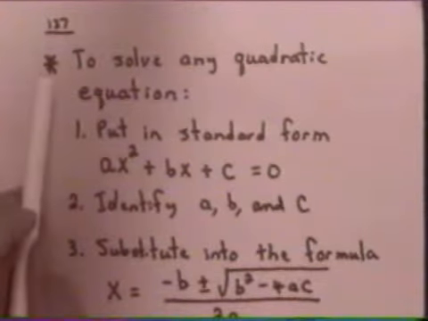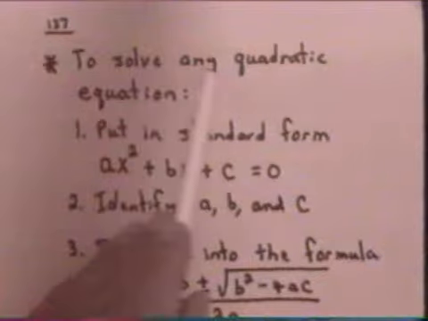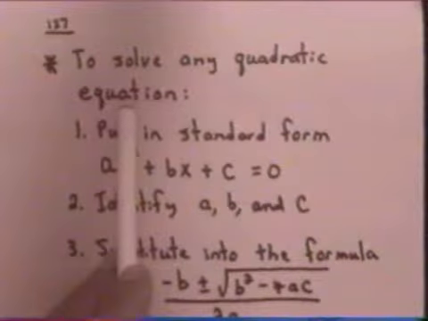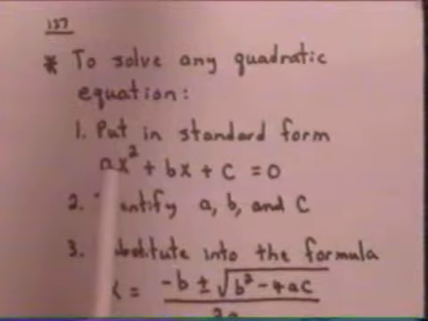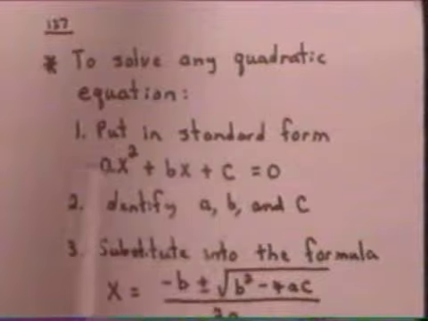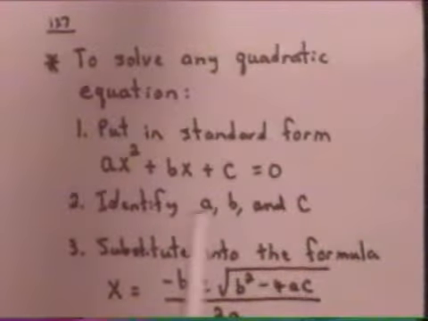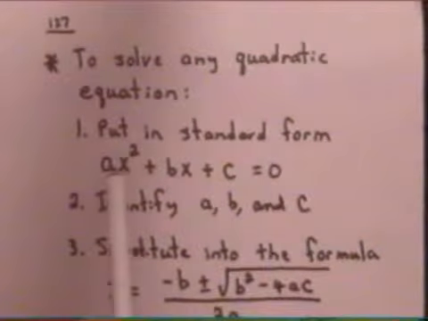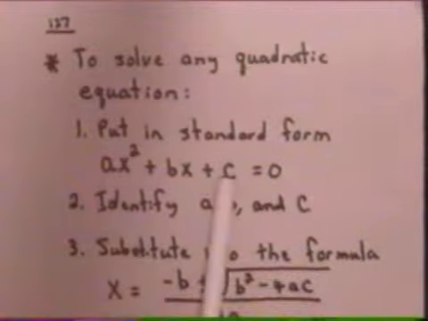Now I'm going to give you another starred expression. Be sure you put this one on your study sheet and you go over it frequently. To solve any quadratic equation, that's any of them, the first thing you do is you put it in standard form, which is ax squared plus bx plus c is equal to 0. Right member is 0, left member is in descending order. The second thing is you identify a, b, and c. Now a is the coefficient of x squared, b is the coefficient of x, and c is your constant.